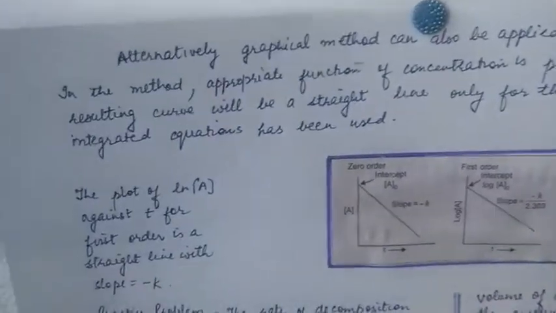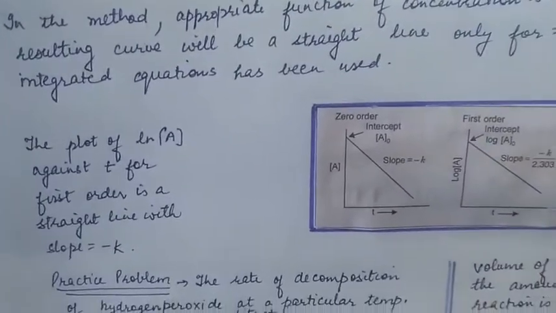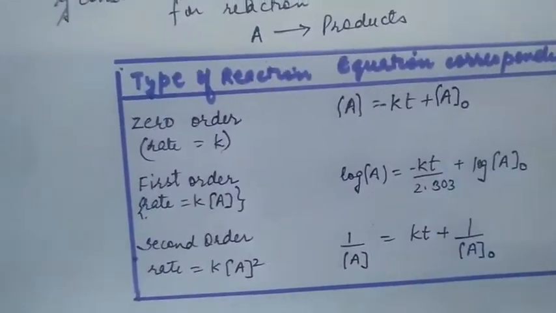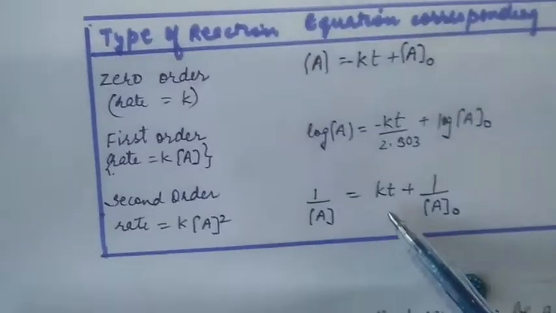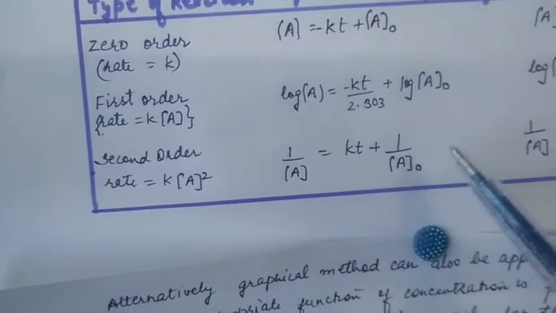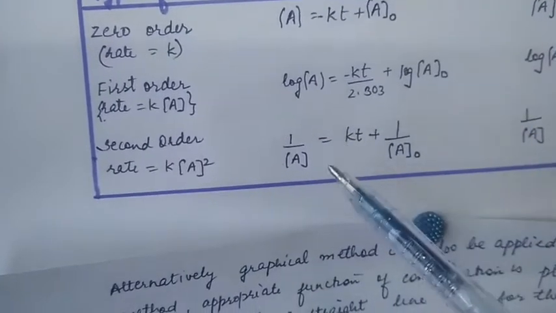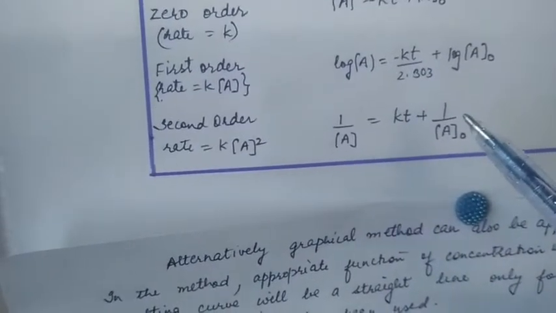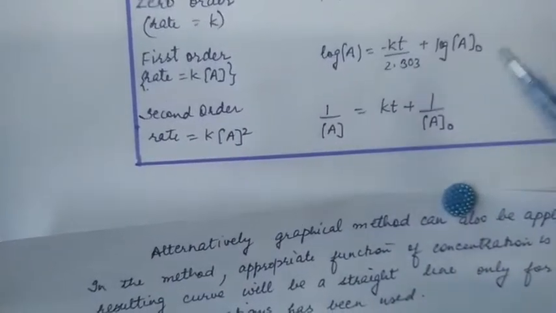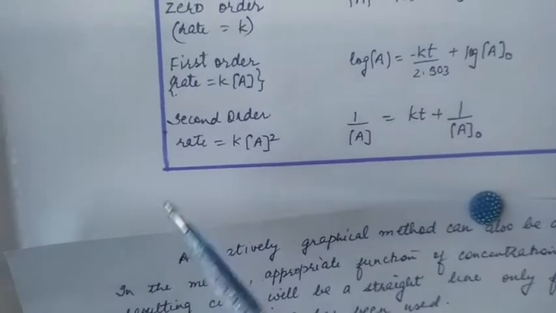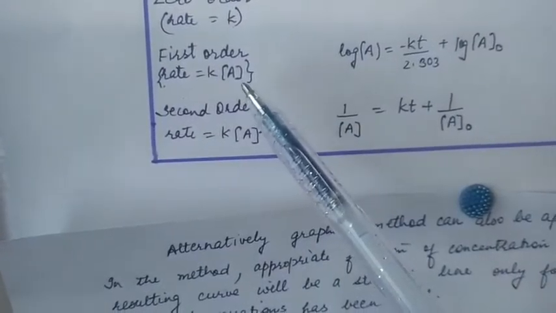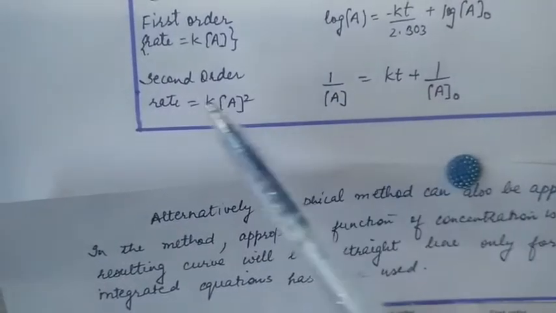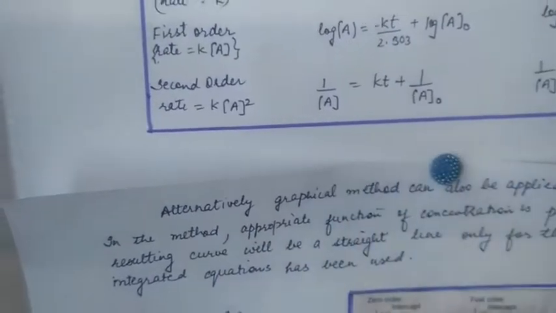So for the integrated rate expression, you can use the expression and find the value of k. If k comes out to be constant, then the reaction is of that order. Jis bhi equation ke liye k constant aa raha hai, wahi order hoga. First ke liye aa raha hai, to first order hoga. Second ke liye aa raha hai, is expression mein k constant aa raha hai, to reaction second order hoga.